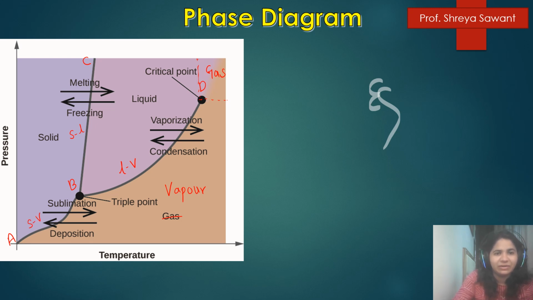Now, the SL curve is also called the fusion curve. This fusion curve separates the solid and liquid phases. When the solid phase is converted into liquid, that process is called melting. And when the liquid is converted into solid, that process is called fusing or freezing.